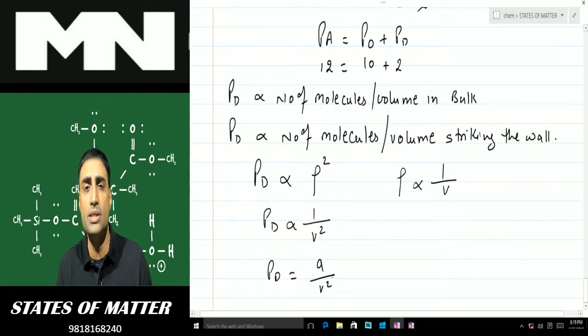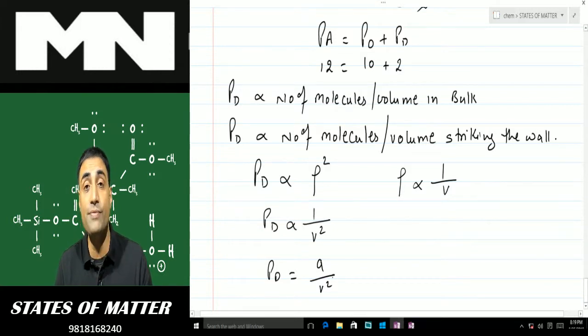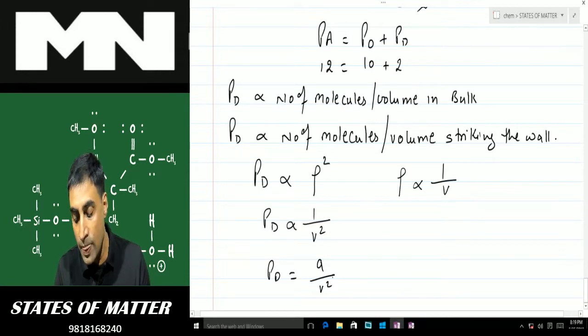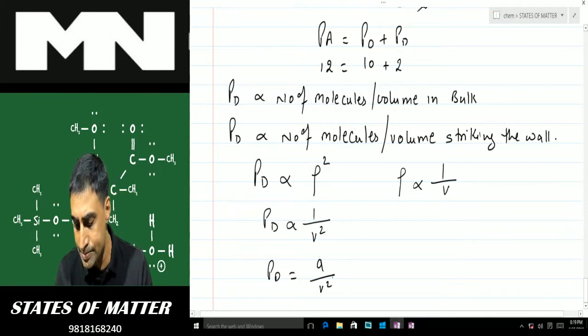A is actually the measure of attractive forces among the gas molecules. The attractive forces among CO2 molecules will be more as compared to hydrogen molecules or helium molecules, because their molecular mass is lesser, so their attractive forces are also lesser. Van der Waals forces, they are lesser. So different gases have different values of A, and for a particular gas this A is constant.